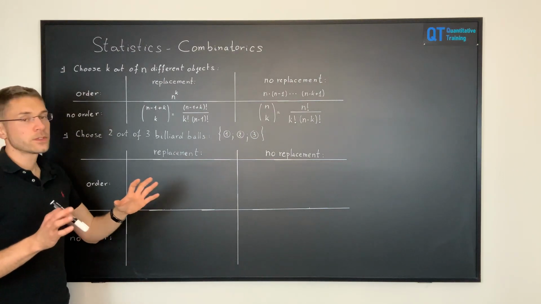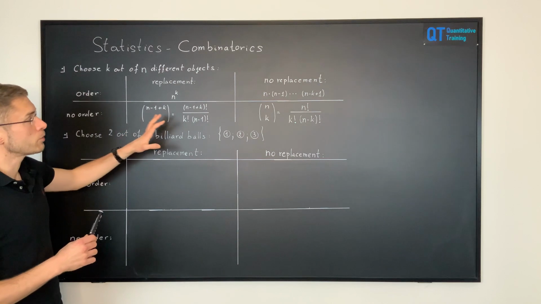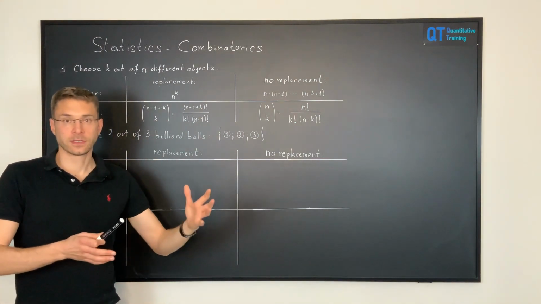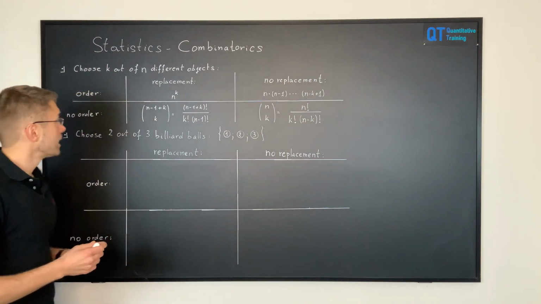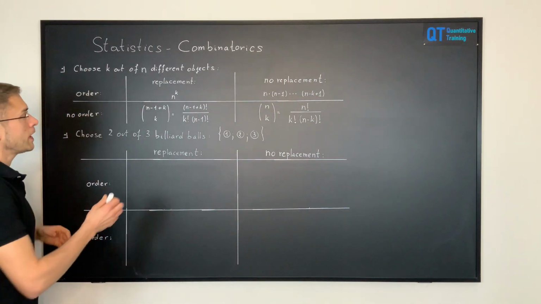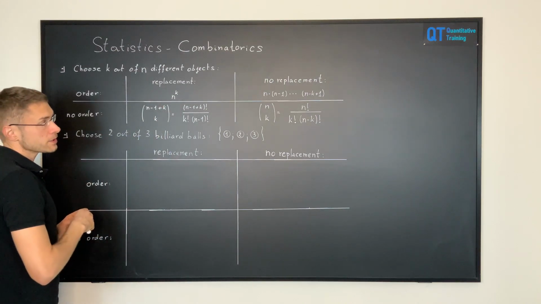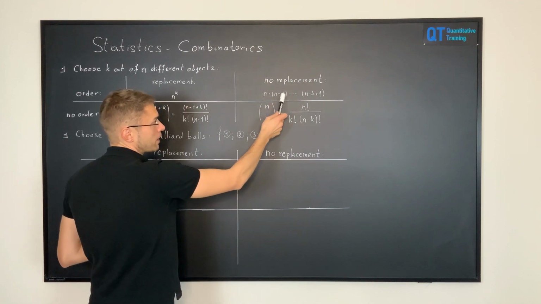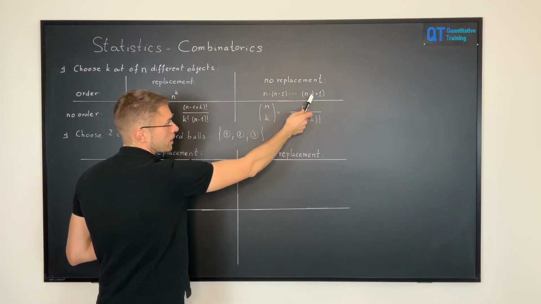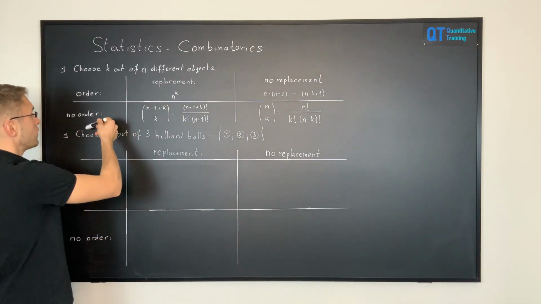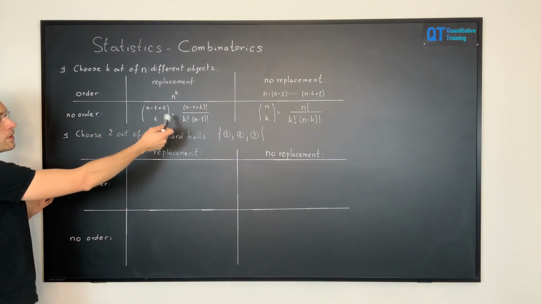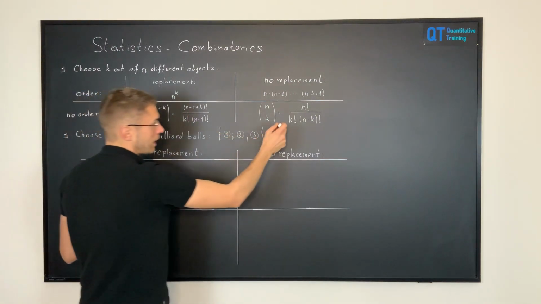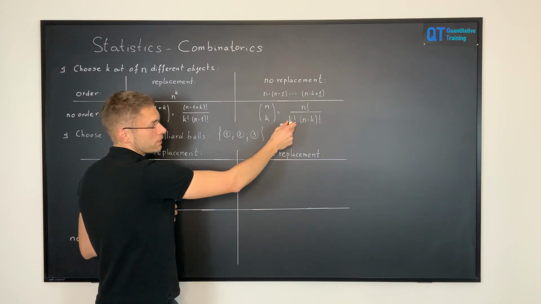According to these 4 different situations, we have 4 different formulas that give us the total number of different combinations for each situation. If we have order and replacement, we have n to the power k different combinations. If we have order and no replacement, then we have the multiplication of n times n minus 1 up to n minus k plus 1. If we have no order and replacement, we have this binomial coefficient. And if we have no order and no replacement, we have the n choose k binomial coefficient.